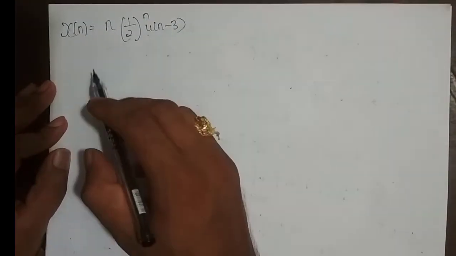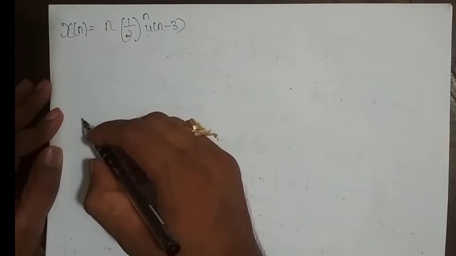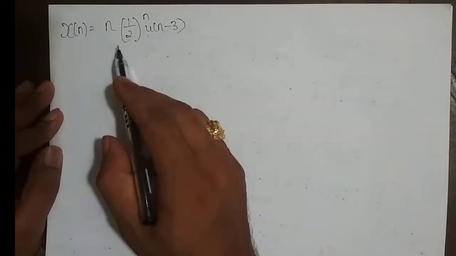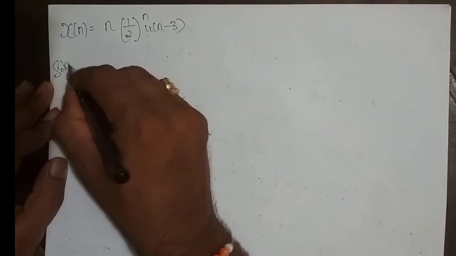Hey guys, we shall continue with the Z transform problem using appropriate properties. The sequence is x of n is n into 1 by 2 power n u of n minus 3. So solution.